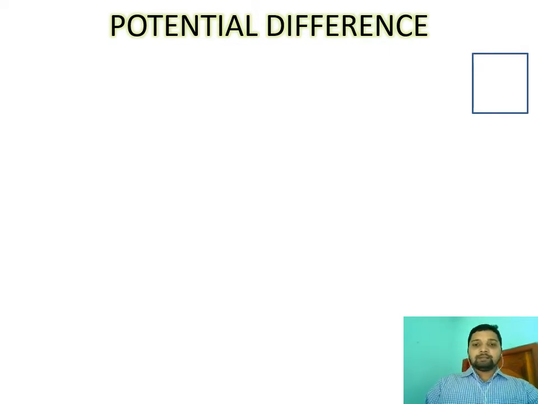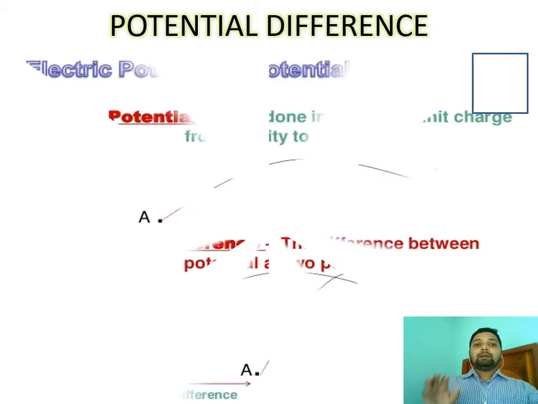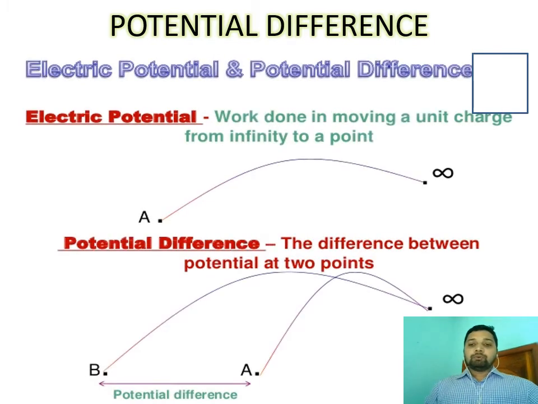So first thing, what is potential difference? Potential: whenever a charge particle is moving from infinite point from the source to any other point, that's what we can say the potential. Potential is the work done by the charge to move from infinity to that point.